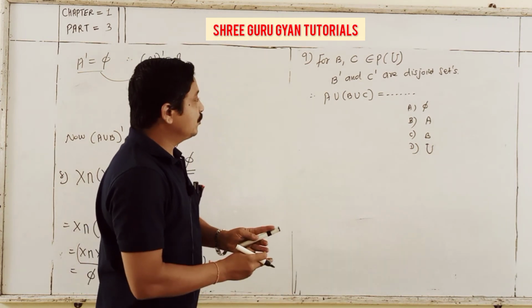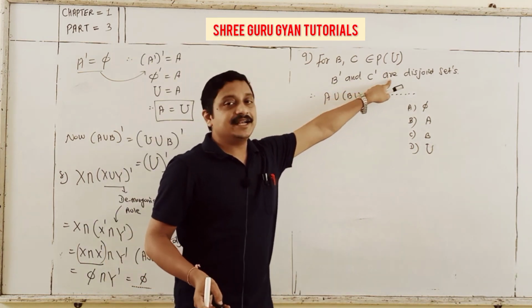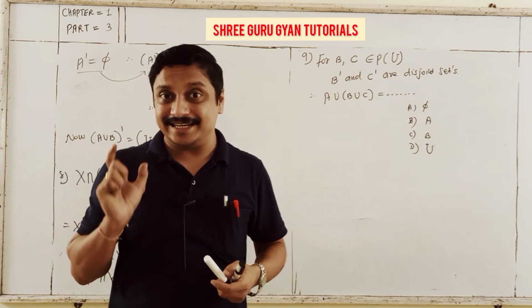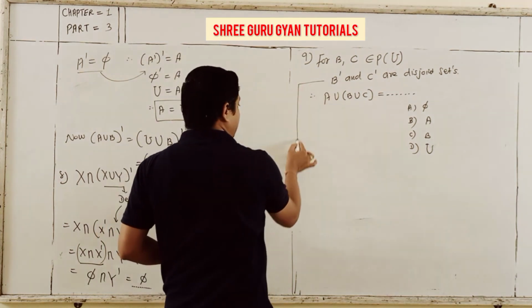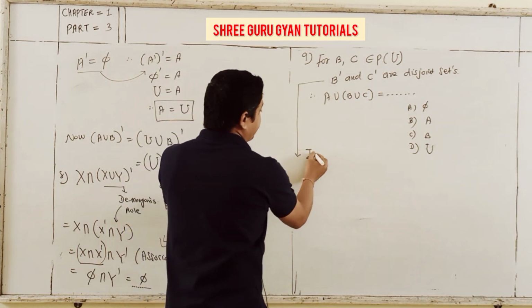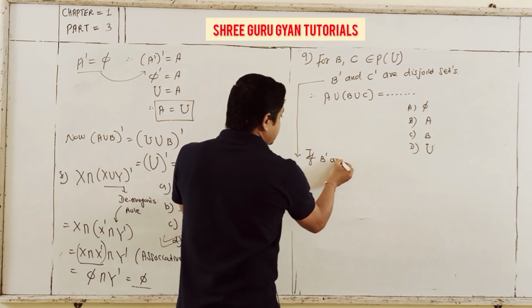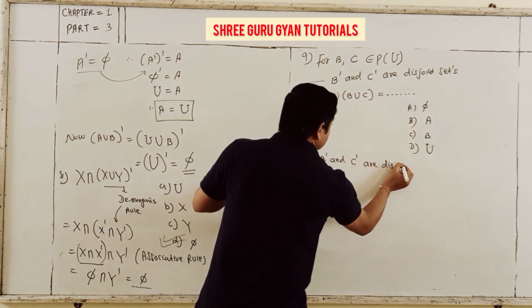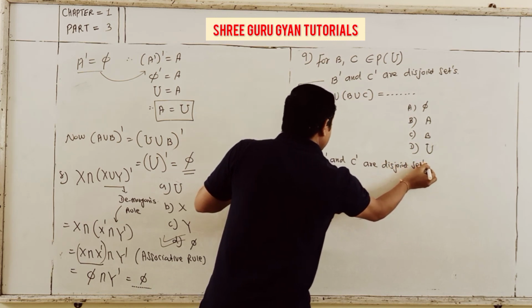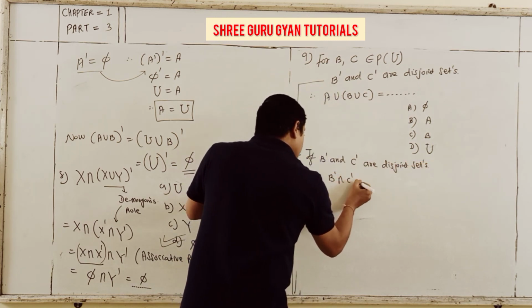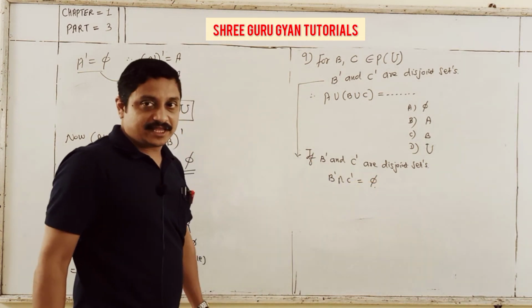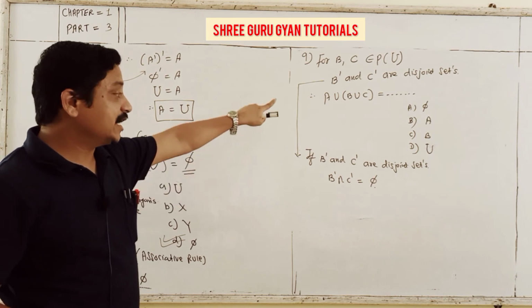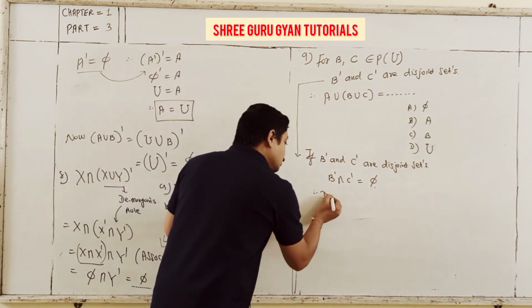Okay students, first read out that B dash and C dash are disjoint. Disjoint means both common intersection set is null set. I will explain this definition first. If B dash and C dash are disjoint sets, then the common intersection of B dash and C dash is nothing. Yes, both intersection set is null set, and that's why I utilize this property with De Morgan's rule again.